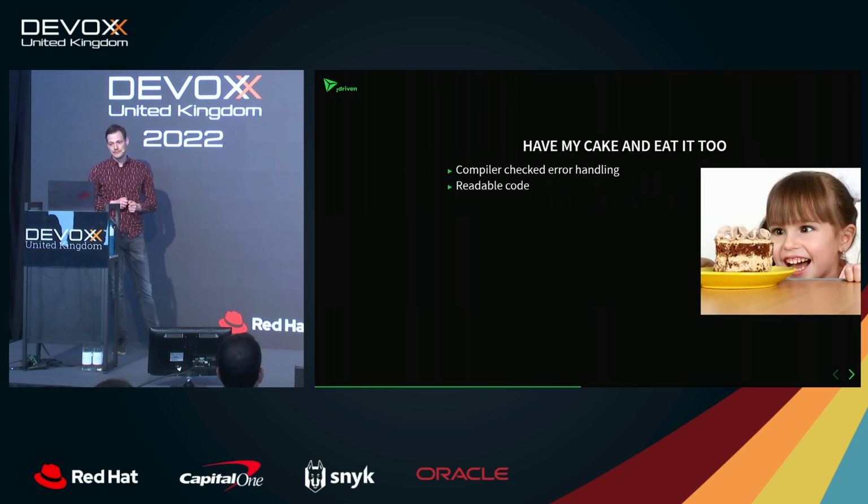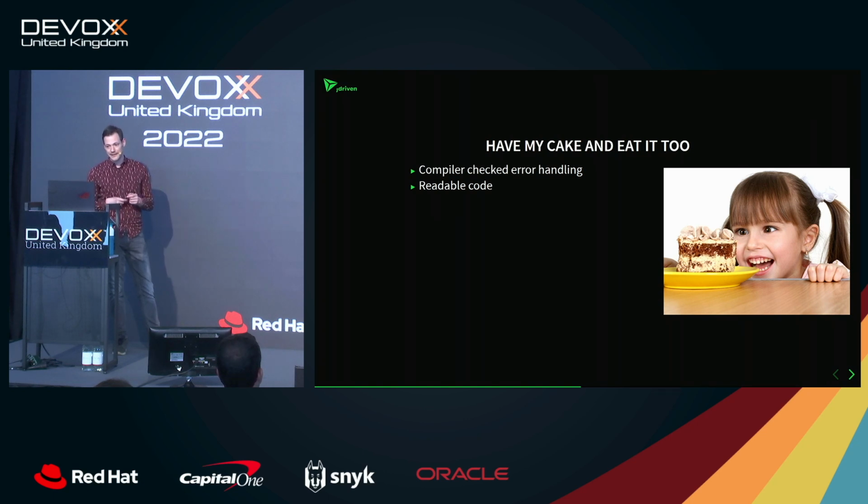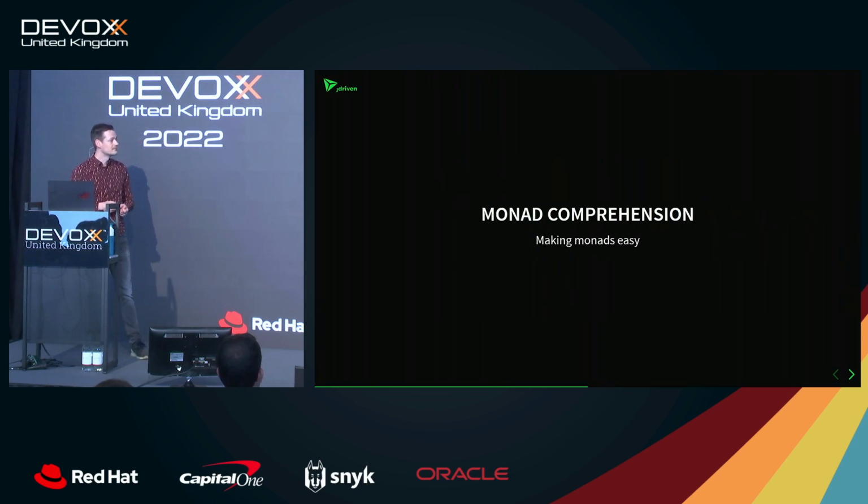And this is where, I kind of want to have that readable code and the compiler checked error handling. So I kind of want to have my cake and eat it too. And this is where arrow's, in my opinion, one of my favorite features from Arrow comes in, something called monad comprehension. And that's basically a way to make working with monads easy.